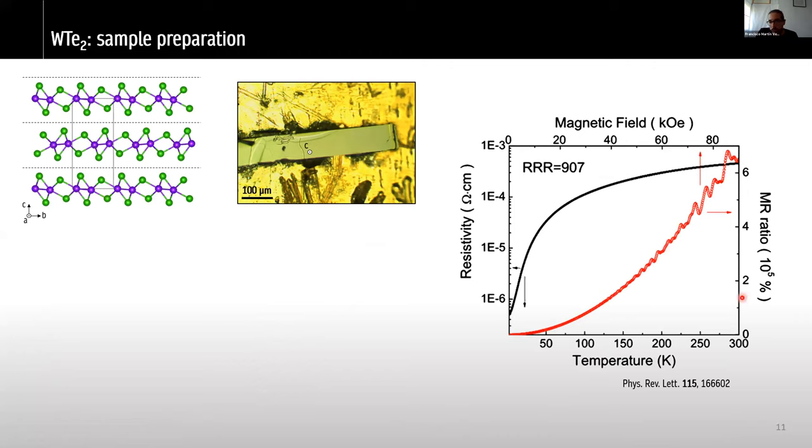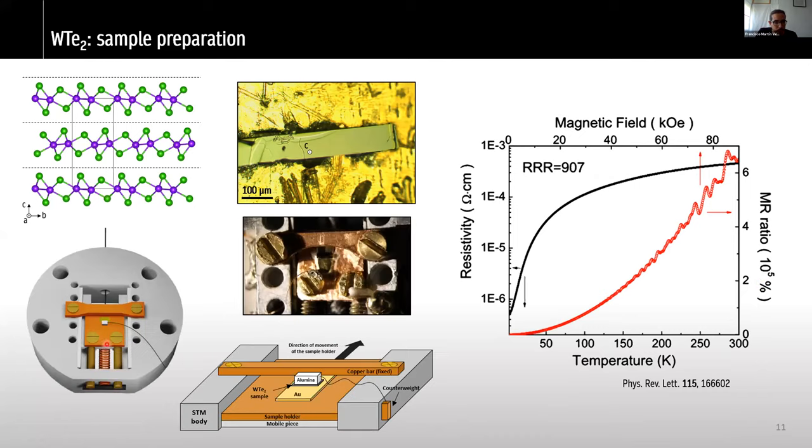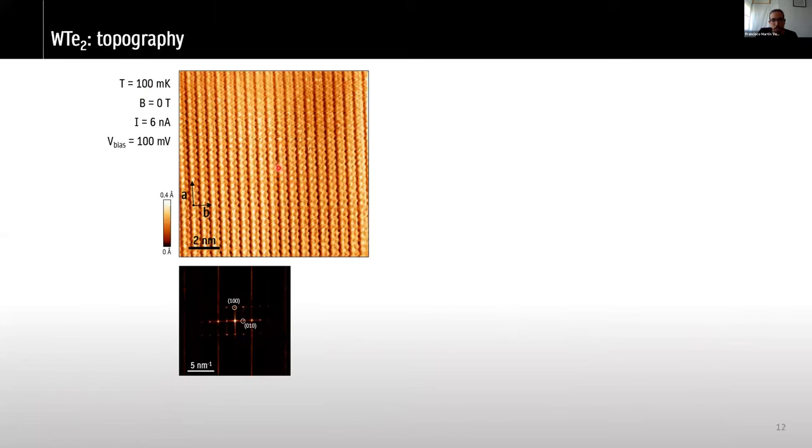And this is the magnetoresistance they measure up to 9 Tesla, which is of the order of 10^5%. That is huge. We keep the samples in cryogenic conditions using the in-situ slider I described before, and these are the kind of surfaces we obtain. This is a topographic image taken at 100 millikelvin, and you see how tellurium atoms arrange, forming these stripes along the A direction, and we can clearly distinguish the twin equivalent position of tellurium atoms.